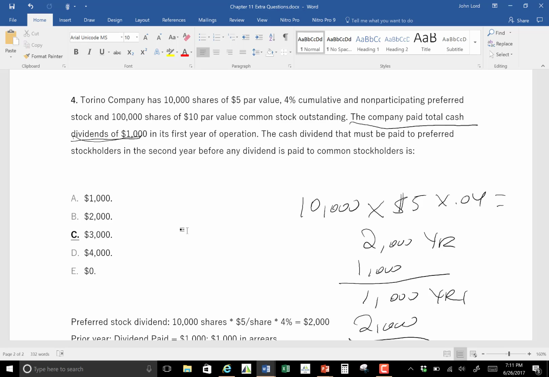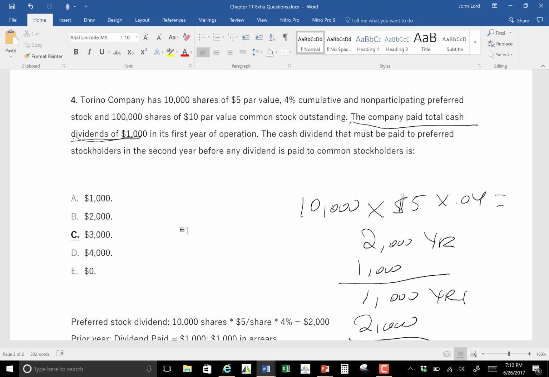Well, it says Torino Company has 10,000 shares, $5 par value preferred stock. The company paid total cash dividends of $1,000 in the first year. The cash dividend that must be paid to the shareholders in year two. That's what I'm saying, it's elementary. You don't have to pay them. I don't know why they're saying that must be paid, because there's no requirement that you pay a dividend.